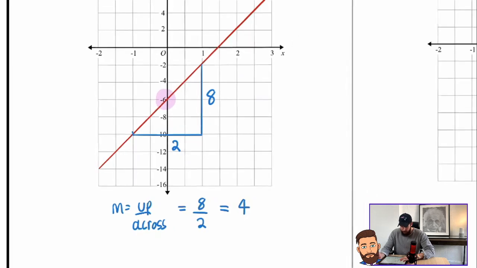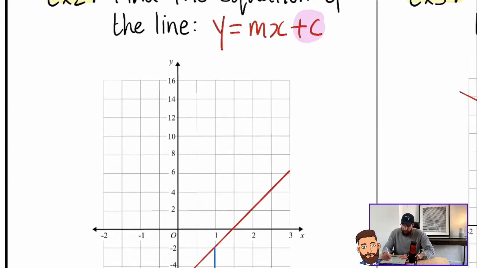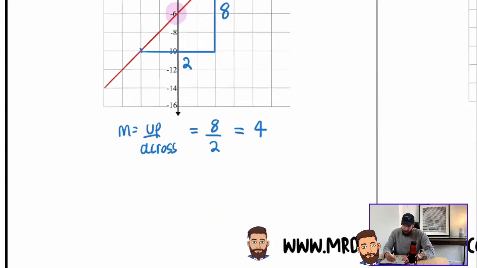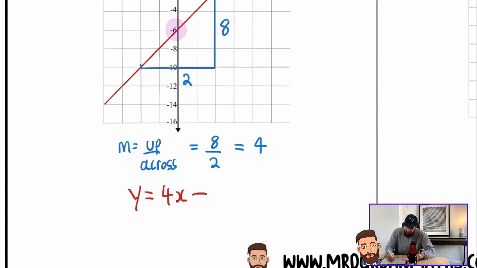So we've established the gradient is 4. We've spotted that the y-intercept is -6. So therefore, we can fill in y equals mx plus c. We could say that the equation of this straight line will simply be y equals m, which is 4x, plus c, which in this case, our c is -6. So I don't have to write plus -6. I can just write -6. Don't get into the habit of writing plus -6. If c is negative, there is no plus. It is just -6. Okay, so simple as that.